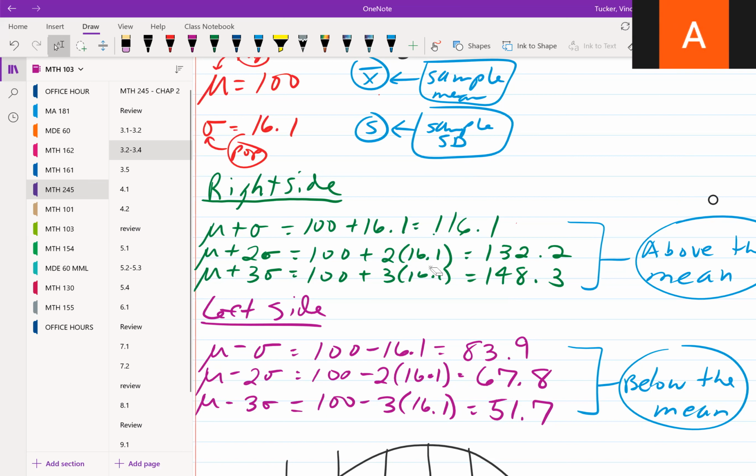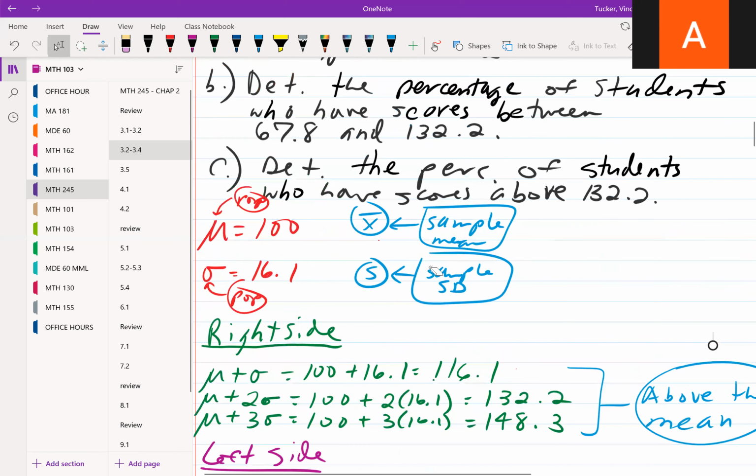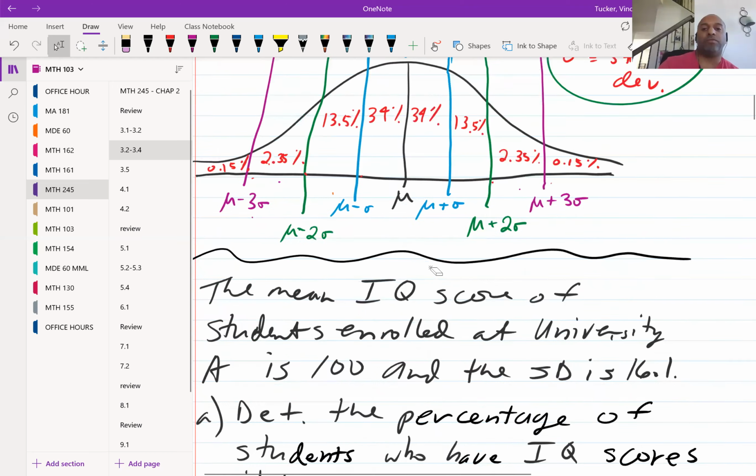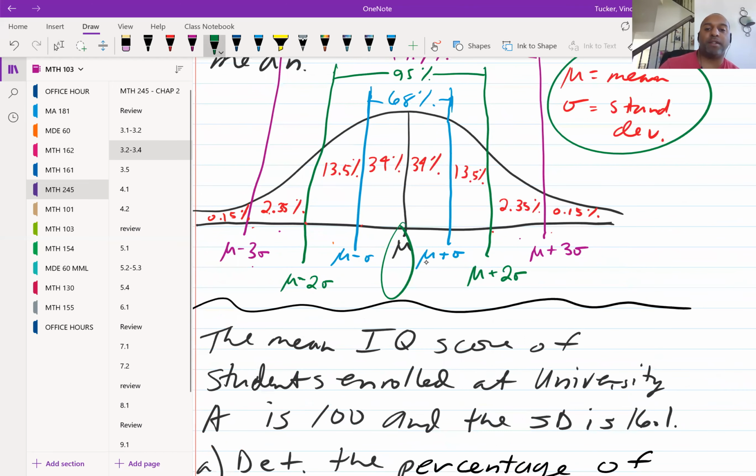I have a question. I don't really understand what you mean by the left side, right side. I know that means what side are you on, but can you explain what you mean? When we say left side, right side, our mean is in the middle. So we're talking about to the right of the mean and to the left of the mean. So right side of the mean and left side of the mean. Okay, thank you.